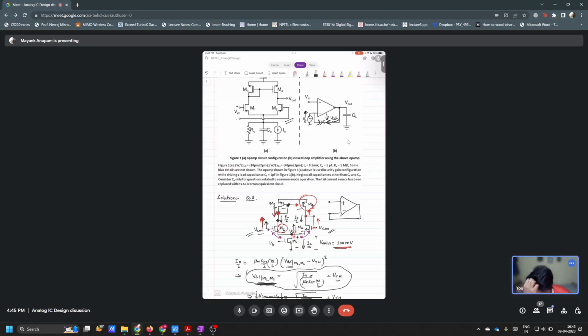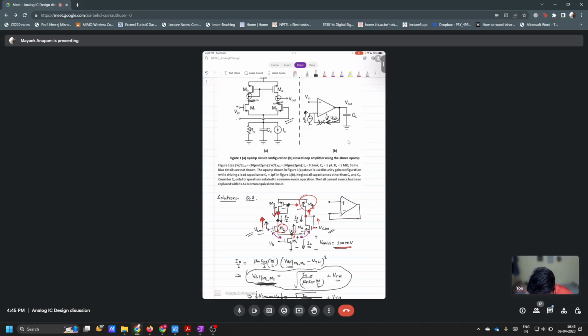Okay. So first thing, why can't you take the output from here and here? What is the problem if you take the output from either of these? Clearly you can see that these two terminals are not the same, right? They are not symmetric. So what is the difference between these two terminals?